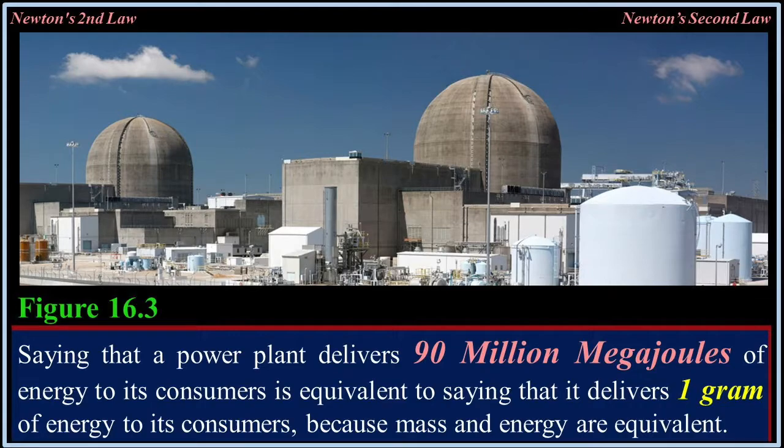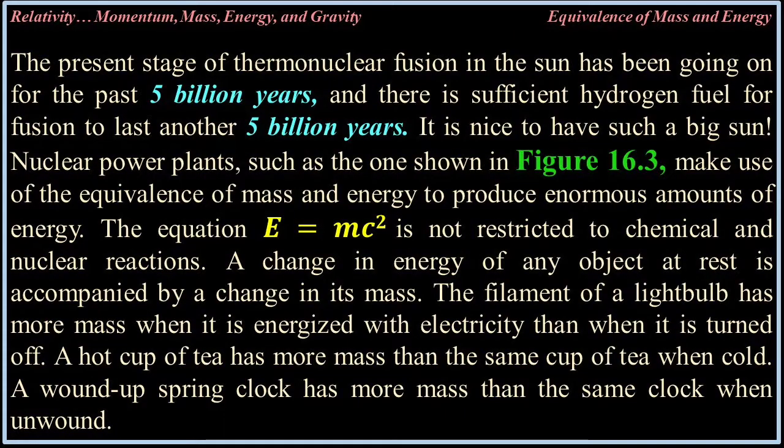The equation E equals mc squared is not restricted to chemical and nuclear reactions. A change in energy of any object at rest is accompanied by a change in its mass. The filament of a light bulb has more mass when it is energized with electricity than when it is turned off. A hot cup of tea has more mass than the same cup of tea when cold. A wound-up clock spring has more mass than the same clock when unwound.